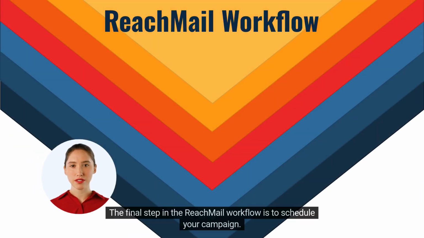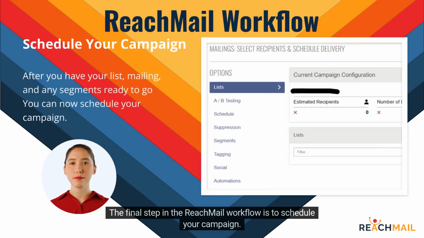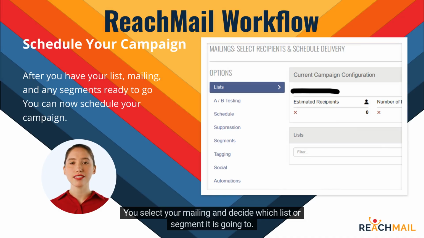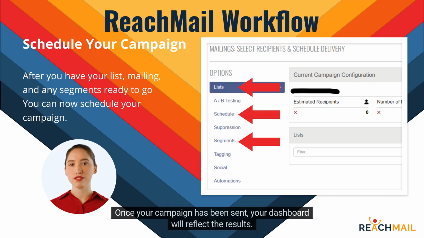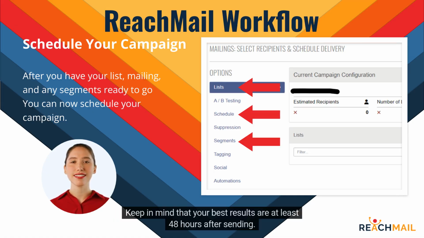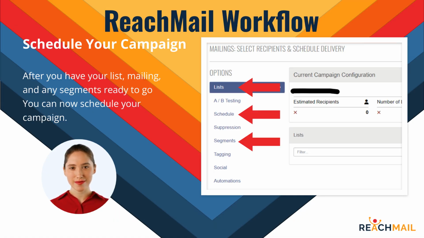The final step in the ReachMail workflow is to schedule your campaign. You select your mailing and decide which list or segment it is going to. Then you pick your day and time for it to be sent. Once your campaign has been sent, your dashboard will reflect the results. Keep in mind that your best results are at least 48 hours after sending.